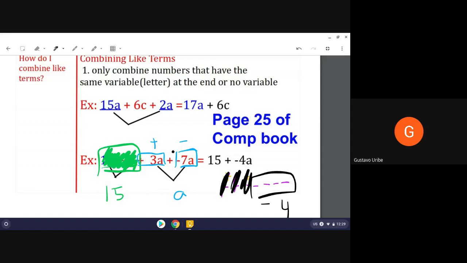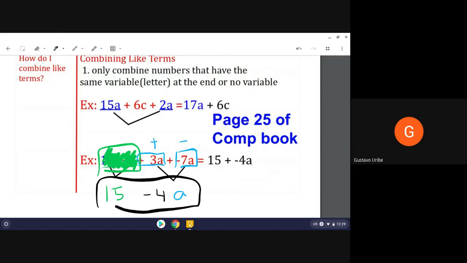And this had a variable a at the end. So this is a negative 4a. Now, when you're writing this out as your final answer, there's a couple different ways you can express it. So I'm going to put the 15 first. 15. Now you can put plus a negative 4a, or you can simply write it how we have it here as 15 minus 4a. I personally would prefer this because I don't like having this plus here, it's unnecessary.